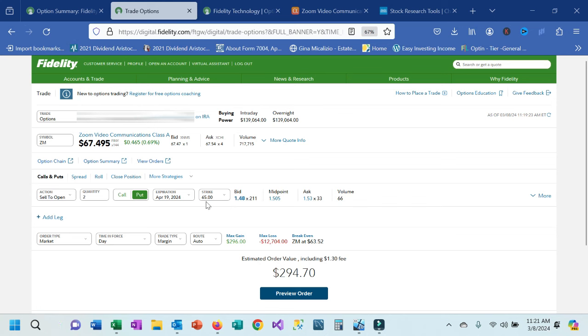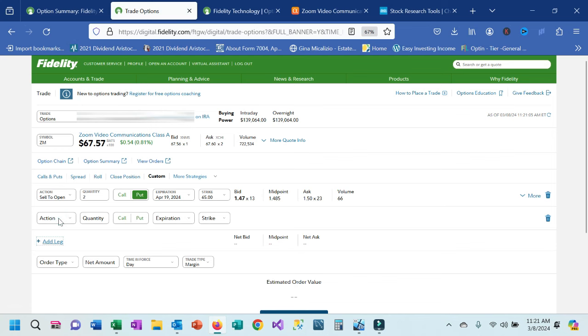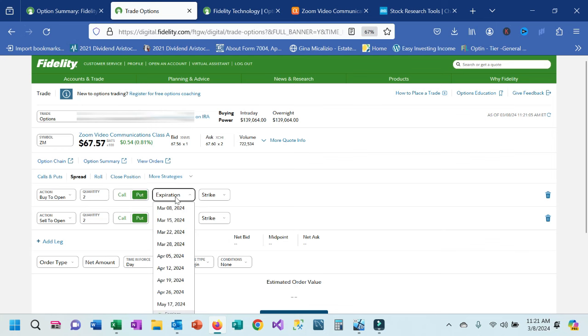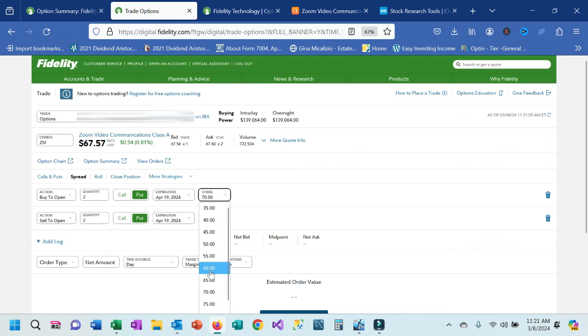So at this point, I could say, well, maybe I don't want to use that much capital. Maybe I want to turn it into a spread, so I could also click spread here. Again, buy to open, sell to open, same idea. So I could do the quantity that I want to do. I want to do puts and I could do the same expiration. And again, this is buy to open. So I typically like to do what's called a $10 spread.